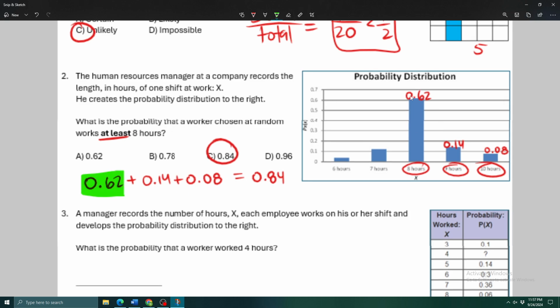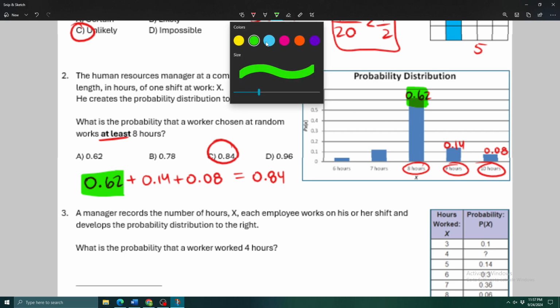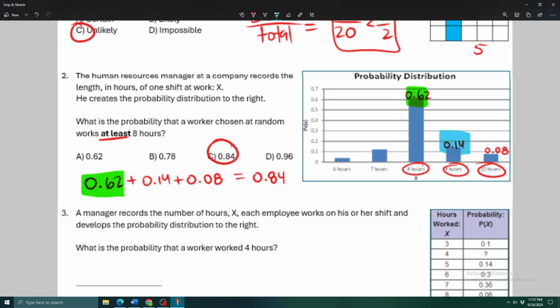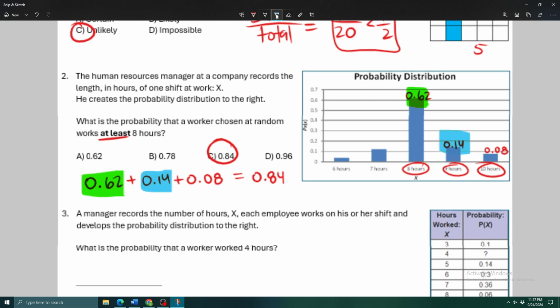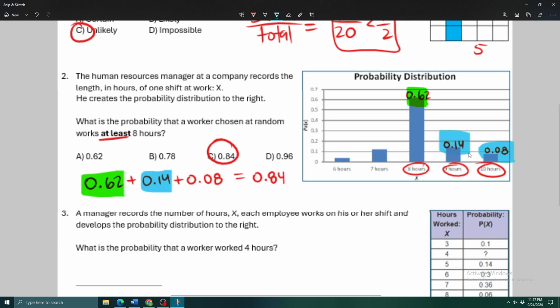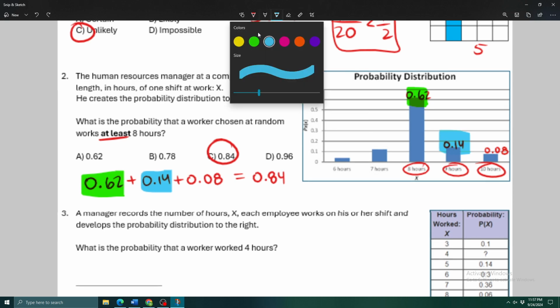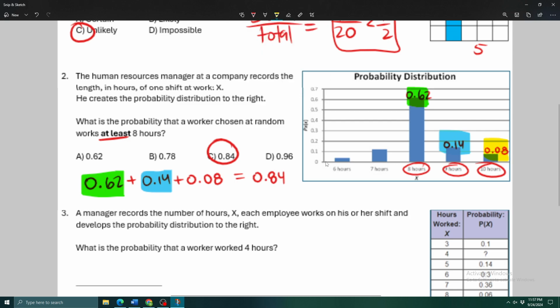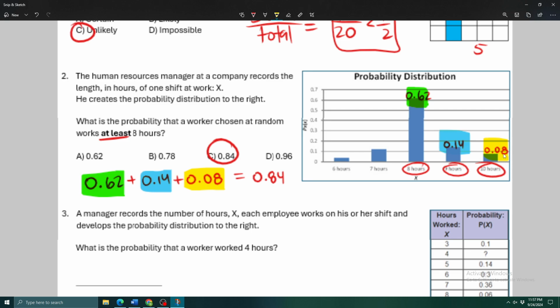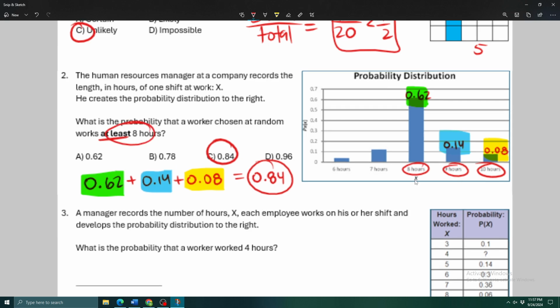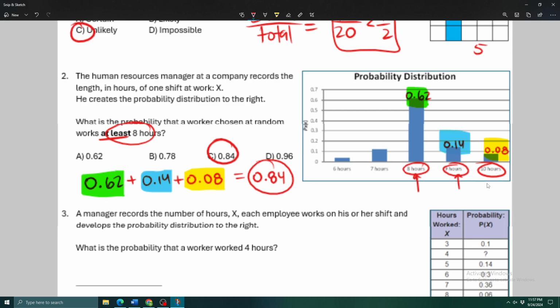So the 0.62 came from this probability right here. The 0.14 came from that probability over there. And the 0.08 came from that probability over here. And when I add those three things together, I get the 0.84. And why did I add those three? It said at least 8, right? So it's got to be at least this one or more, right? So not too bad.